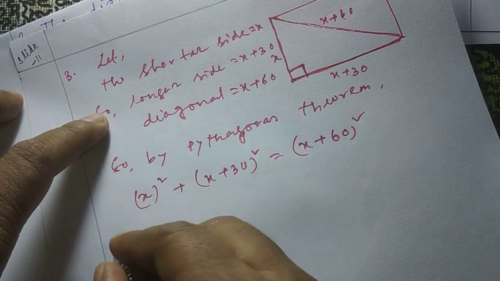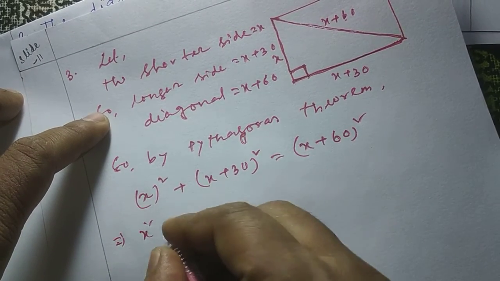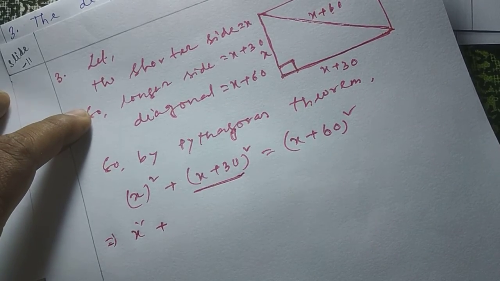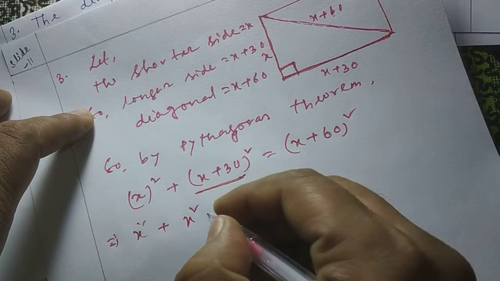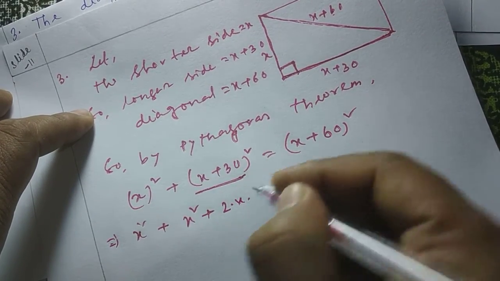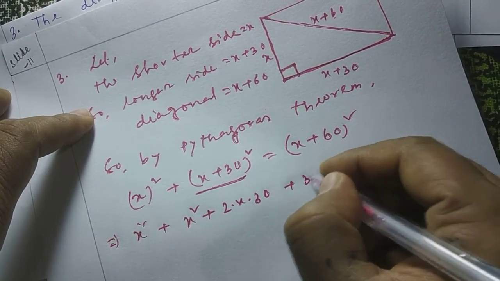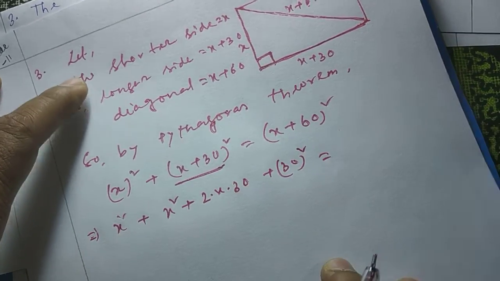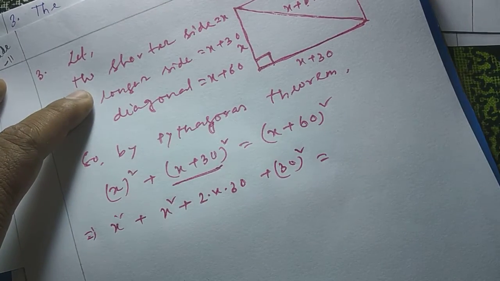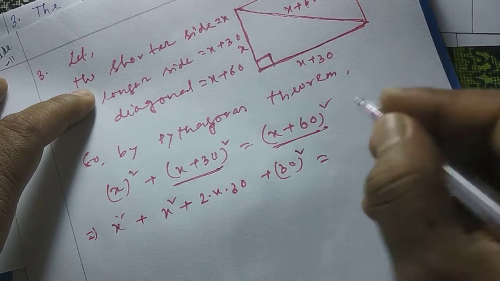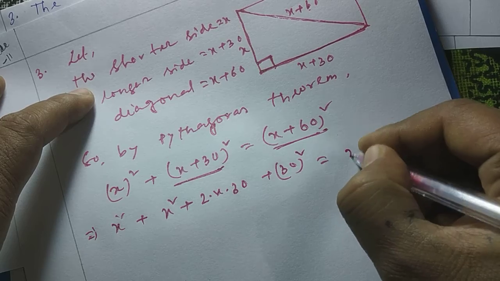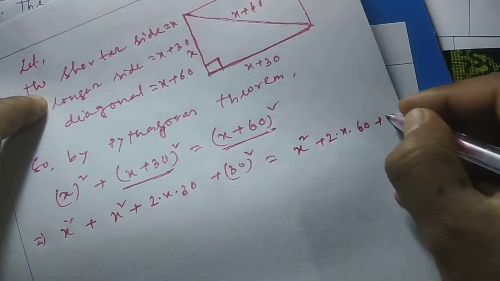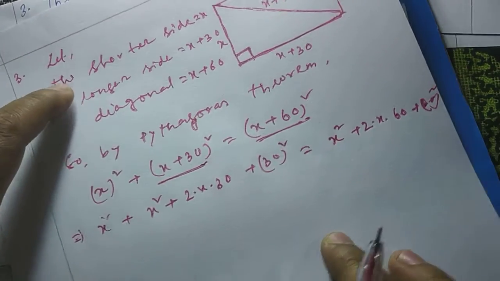Now let us split down x square by the formula of a plus b whole square. It becomes x square plus 2 into a into b plus b square. We shall be skipping this step because otherwise it will be too long. Similarly, on the right hand side, split it by a plus b whole square: 2 into x into 60 plus 60 whole square.